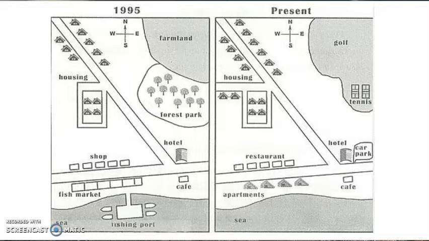As you can see here, we have two maps, one in the past in 1995 and one in the present. So you have to describe the changes, the differences between the map in 1995 and the map in the present.